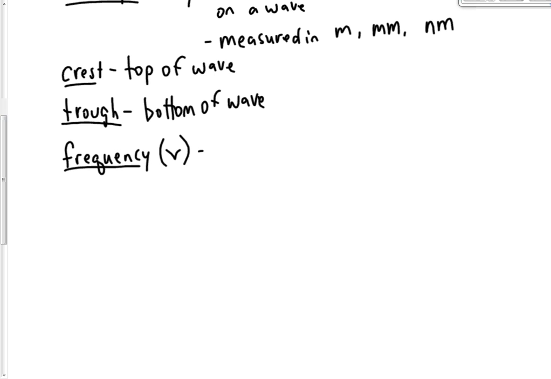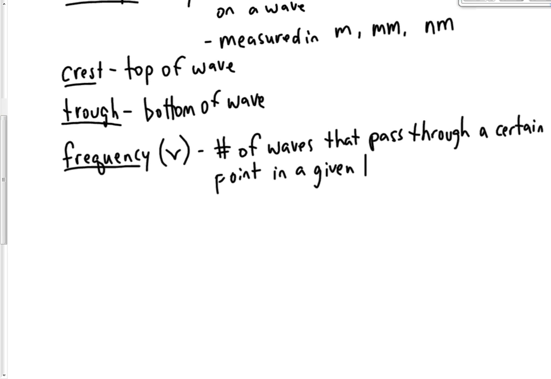Next one is frequency. Frequency looks like an italicized V, or if you're not very good at art, like a bird in the distance, like a flying bird. The frequency is the number of waves that pass through a certain point in a given amount of time. So if you have a lot of waves moving through very quickly, you have a high frequency, and if they're very slow moving, you have a low frequency.